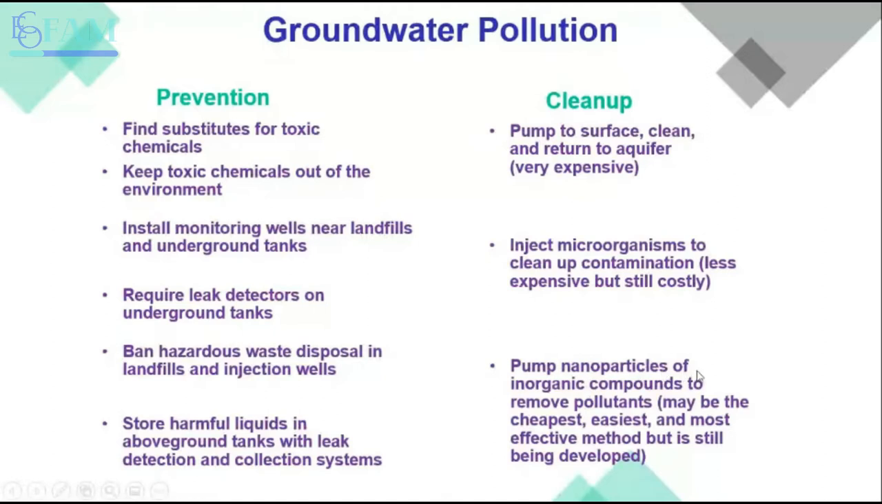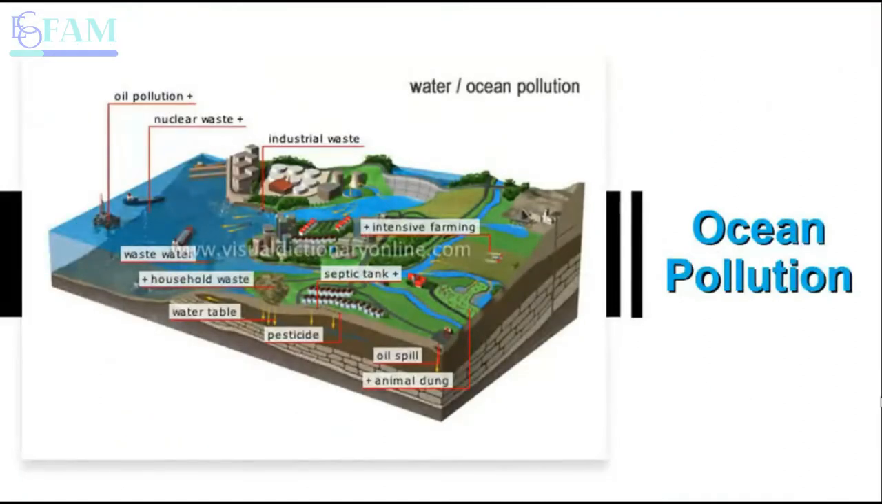Then pump nanoparticles of inorganic compounds to remove pollutants. We pump the nanoparticles. Nanotechnology is advancing day by day. We can use nanoparticles that act on the inorganic pollutants and make them unavailable. They make different compounds, and those compounds are not harmful for drinking purposes. So this technology is cheap and the most effective method. So these are some methods of how we can prevent groundwater pollution, and if it has already happened, how we can clean it up. So the second category is ocean pollution.